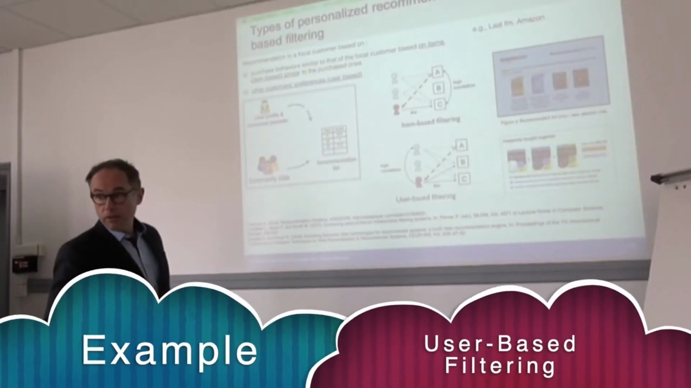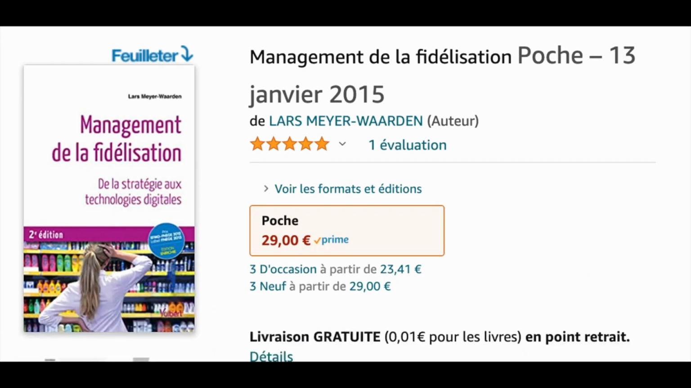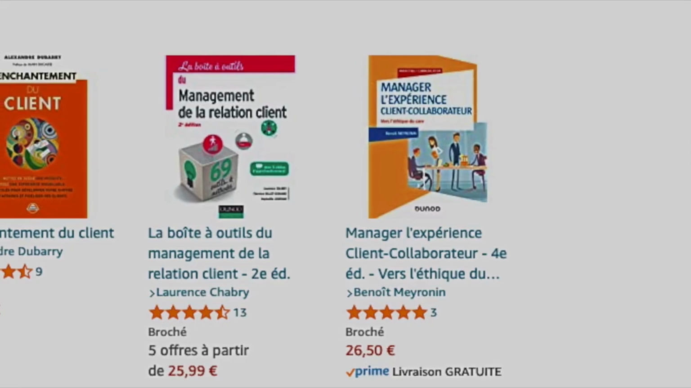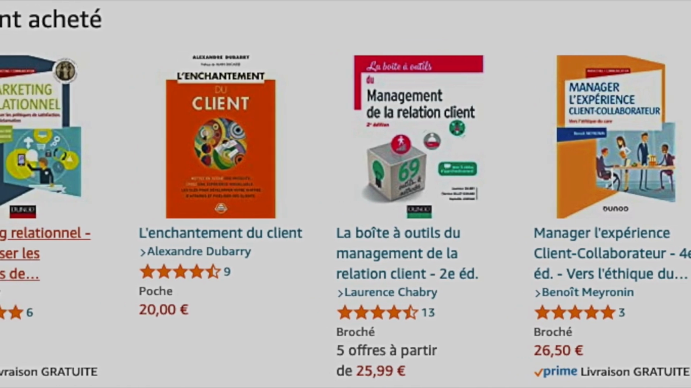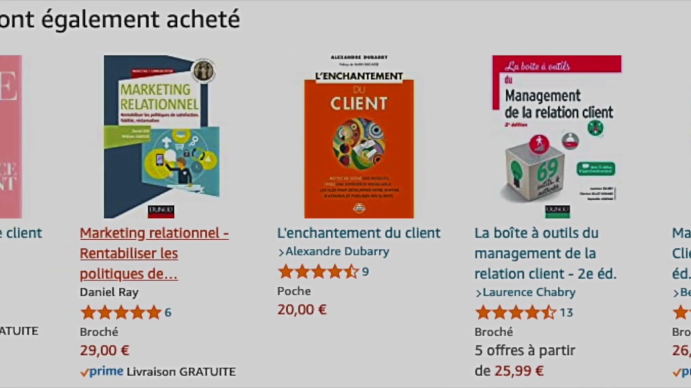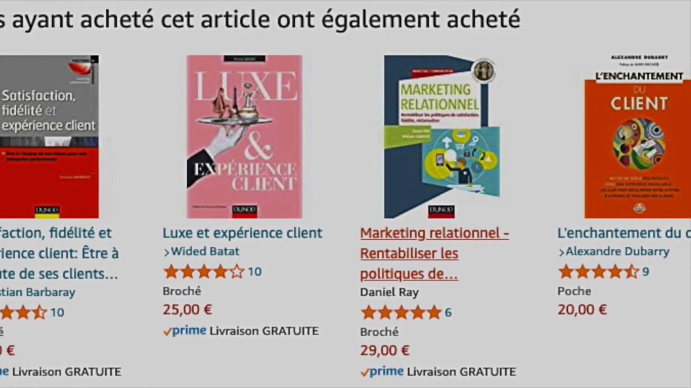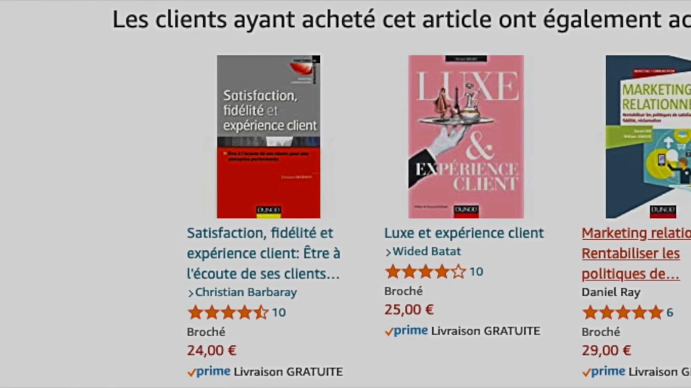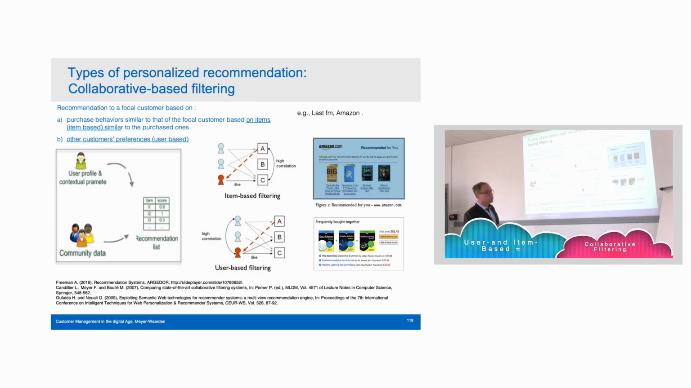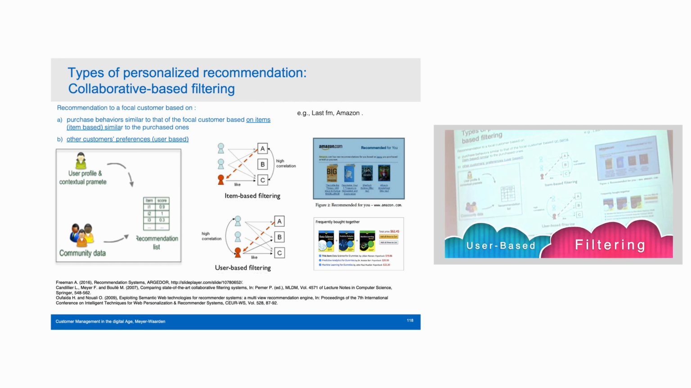This is what is done by Amazon. For example, if you buy Management de la Fidélisation, so my book, then you will get recommendations also about other books about satisfaction and loyalty, relationship marketing, and any other books about customer relationship management. That is, books that other buyers bought and which are similar to the topic of customer loyalty management. Then there's a high correlation with similar articles. So this is item-based recommendation.